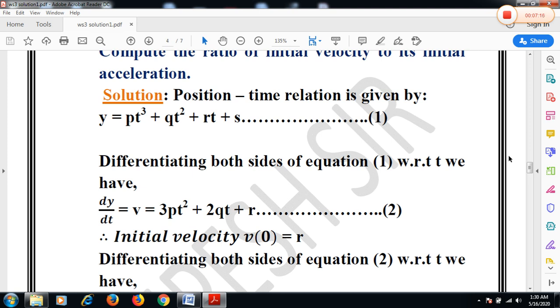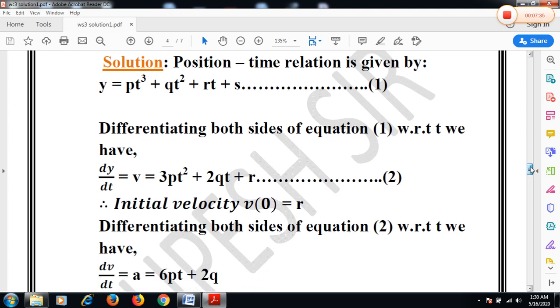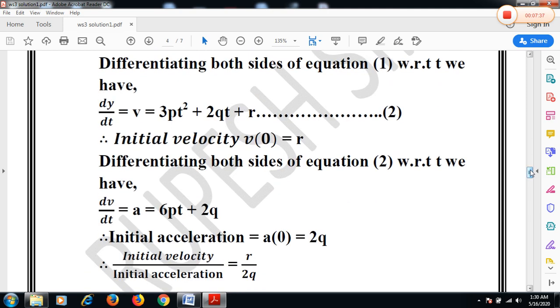Differentiating both sides of equation 1 with respect to t, we are having dy dt equals to v equals to 3pt square plus 2qt plus r. So putting t equals to 0 over here, we are having initial velocity v0 equals to r. Okay. Now again differentiating both sides of equation 2 with respect to t, we are having dv dt equals to a equals to 6pt plus q. Putting t equals to 0 in this acceleration equation, we are having initial acceleration a0 equals to 2q.